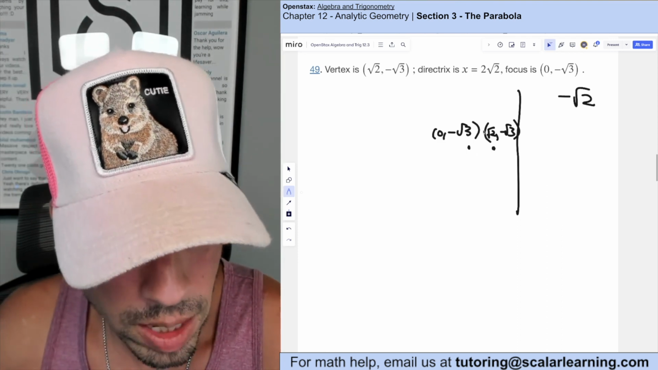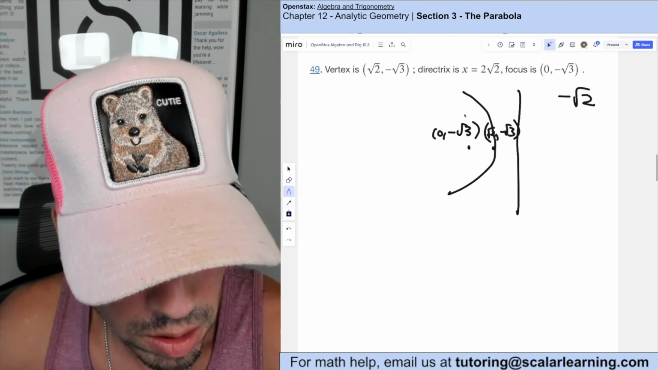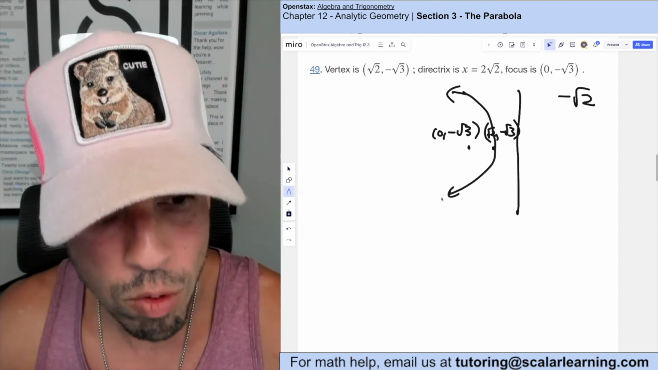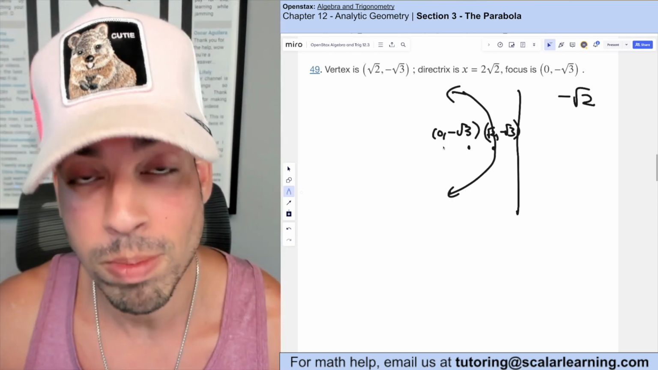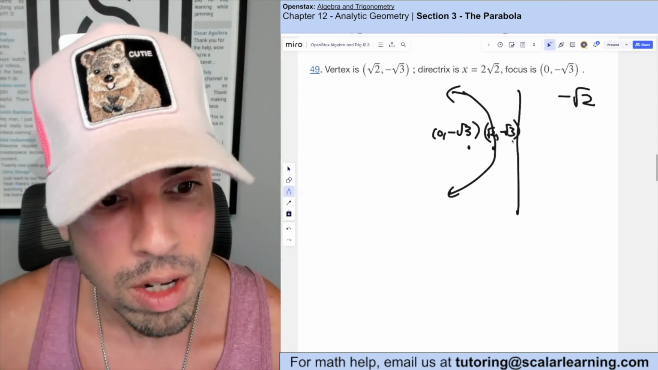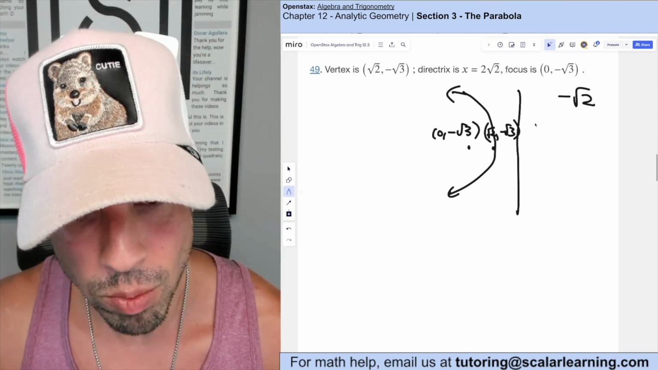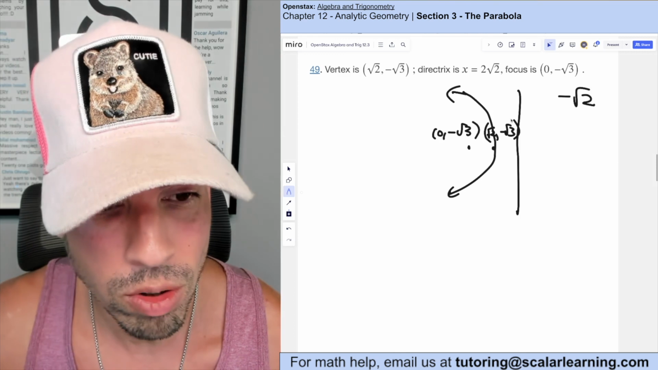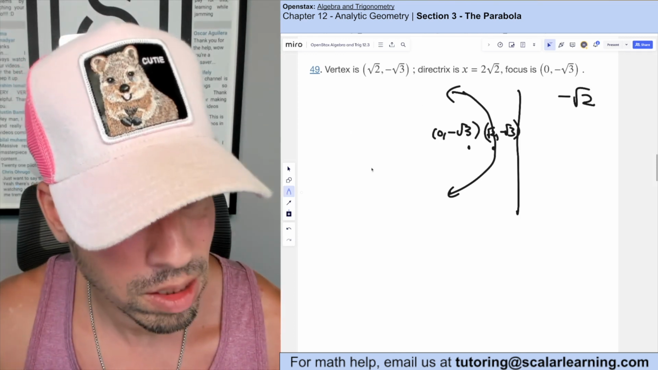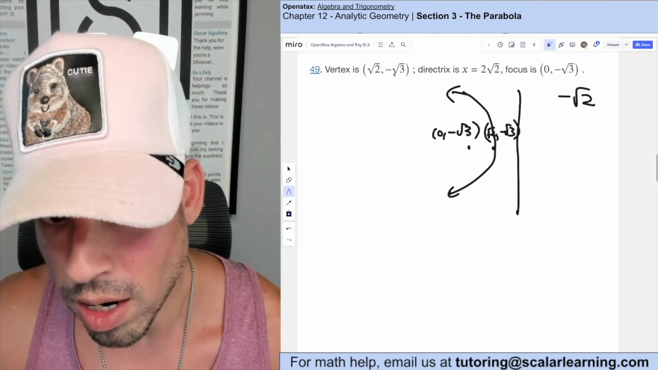We can say it's negative rad 2 if you'd like to indicate the direction. Just remember that when it's opening to the left, or opening down in the case of an up-and-down parabola, we should have a negative. Now we can start to piece this together. And again, it's going to be y squared, not x squared.